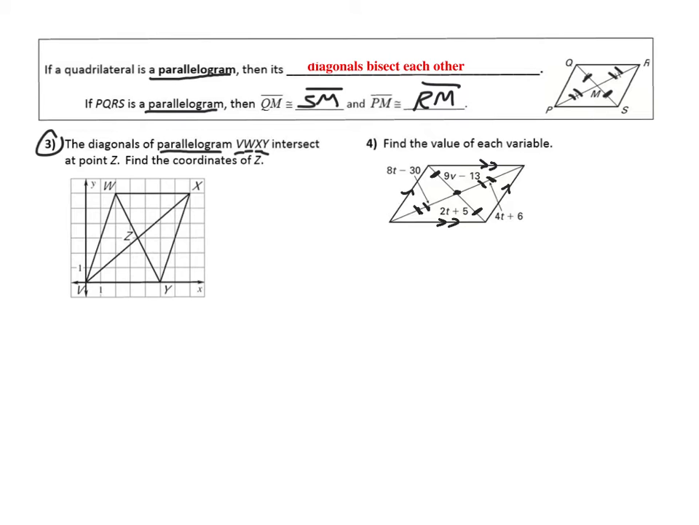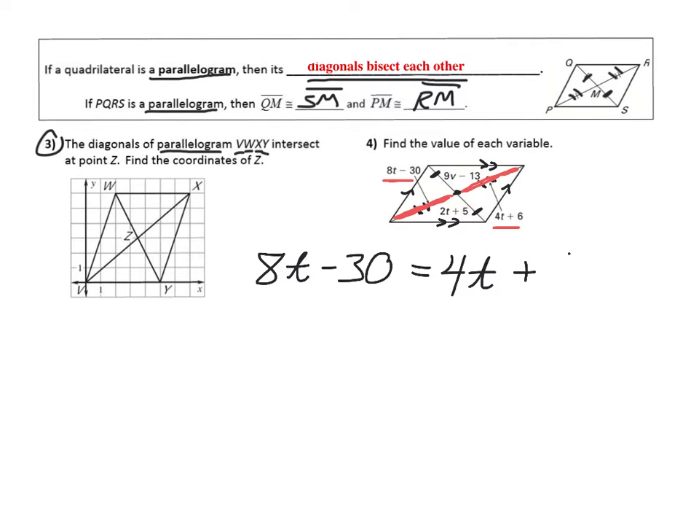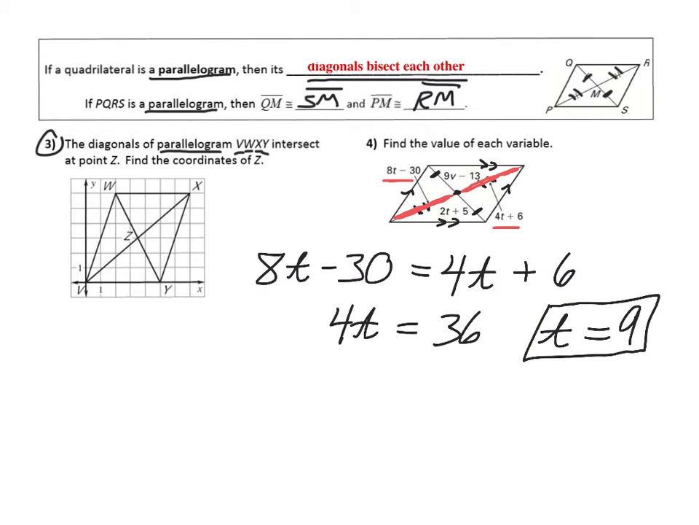So I'm trying to solve for V and T. Now let's focus on T first, since I have 3 expressions that involve T. So I'm going to focus on this segment, which is the 8t minus 30, and this segment, which is the 4t plus 6. So as we stated up above, these diagonals bisect each other. So I know that 8t minus 30 is going to be equal to 4t plus 6. Now I should be able to solve for t with this equation. So I found that t equals 9.